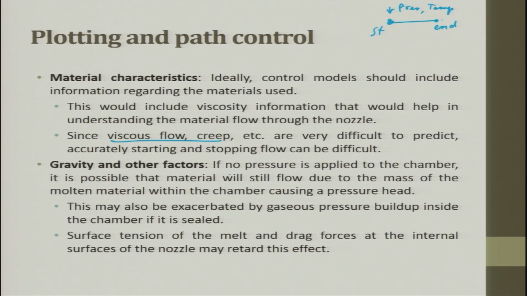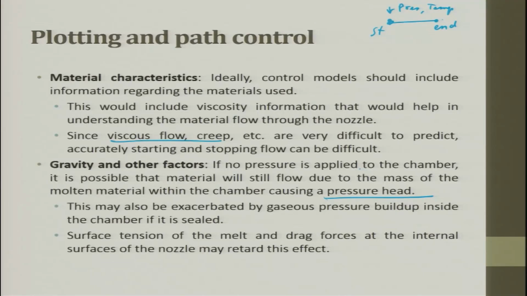Gravity and other factors: if no pressure is applied to the chamber, it is possible that the material will still flow due to the mass of the molten material within the chamber causing a pressure head. So, by gravity itself it droops down. For example, when you try to close the tap, sometimes you see that after you close it there will be one or two drops coming out. That is basically because of gravity.